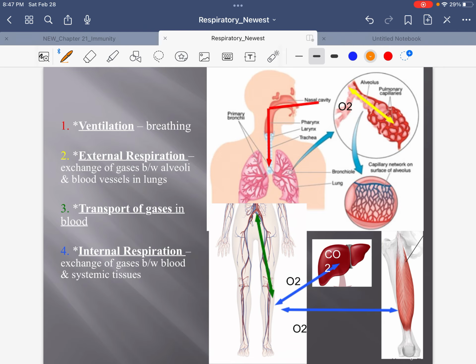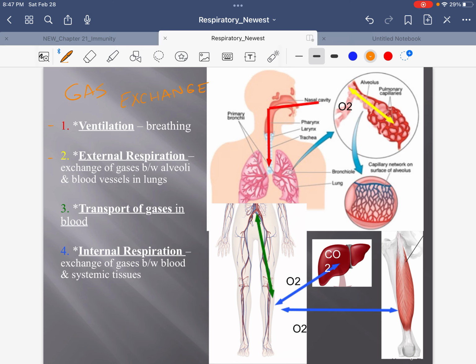When we're talking about gas exchange, it doesn't just involve our lungs and breathing. We have to breathe to bring in the oxygen and breathe out the CO2. If we were following oxygen, we'd breathe in the oxygen, then we would have our first gas exchange.